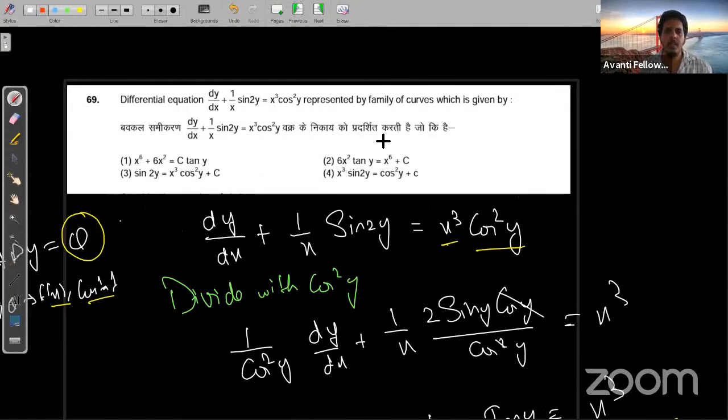So what is your option? Option 2 is correct. And has everyone understood, Sankalp? Did you get it or not? Come on, please tell me, everyone.